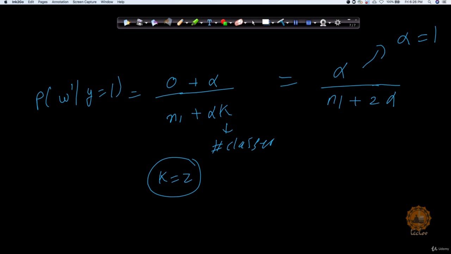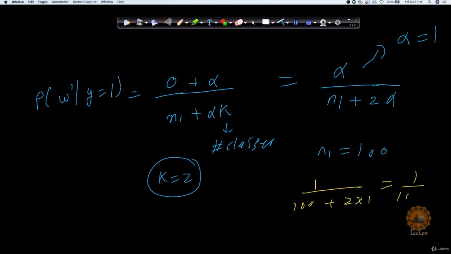Now let's say I have taken the value of alpha as 1, and assume that I do have 100 points, so my n1 is 100. So what's going to happen in this case is my alpha value is 1 and my n1 is 100, so plus 2 into 1.